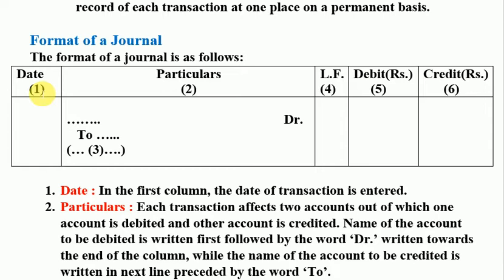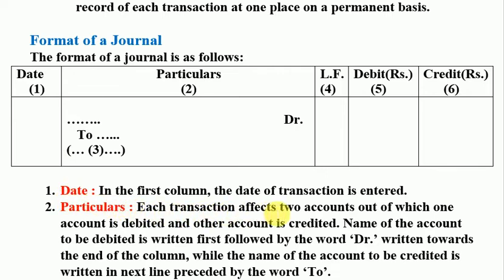So this is the date column, and I have written number 1, and number 1 shows the date. In the first column, the date of the transaction is entered. That means whatever business transactions are entered in an organization, these business transactions will be recorded with a date here. Got it? Now comes the second one, that is particulars.